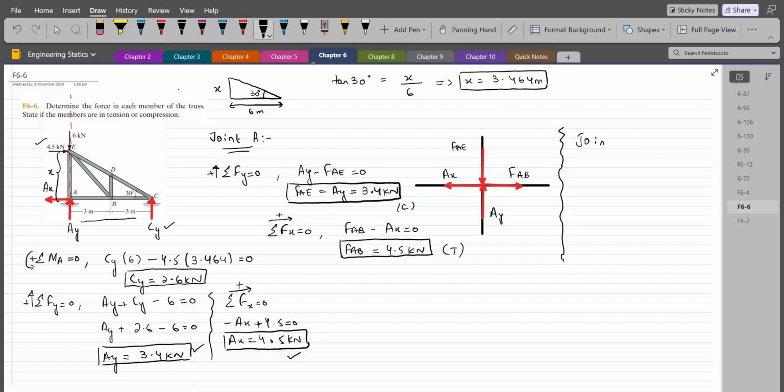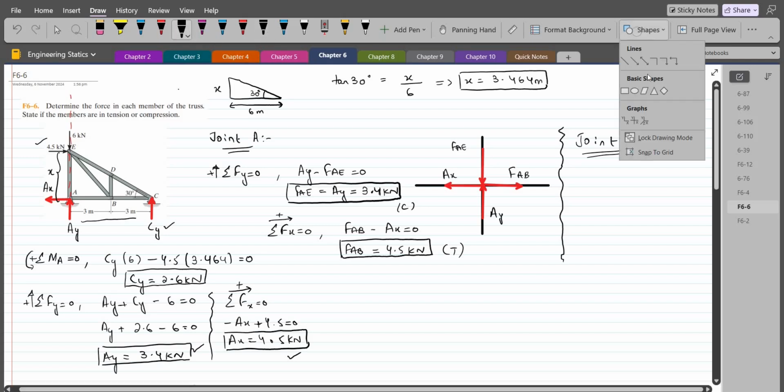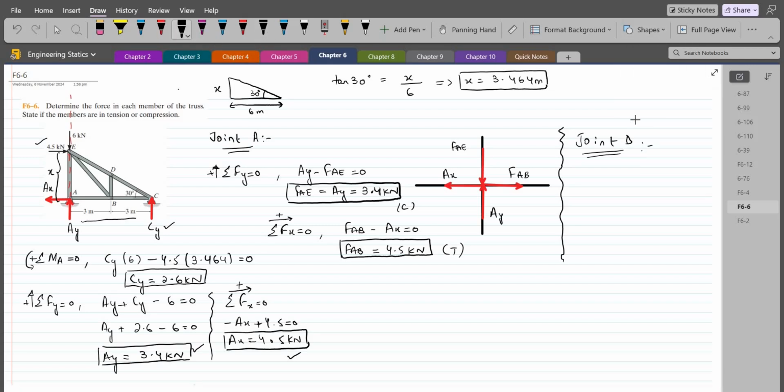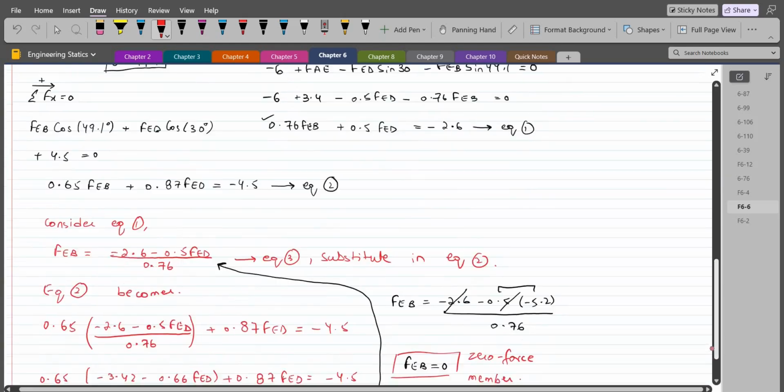For the joint D, the free body diagram of the joint D would look something like this. I have a force because of this member ED, which came out as a compressive force.